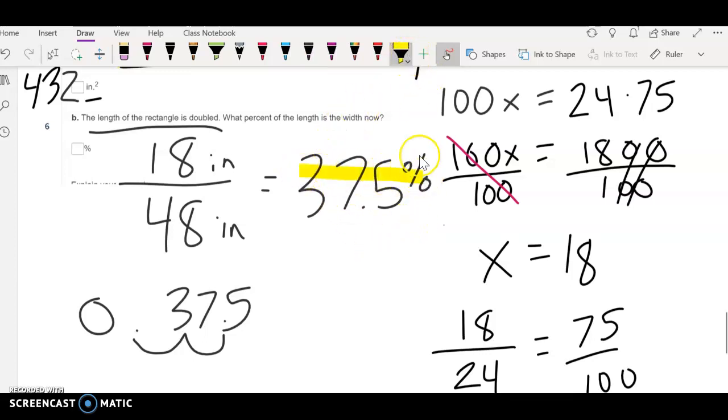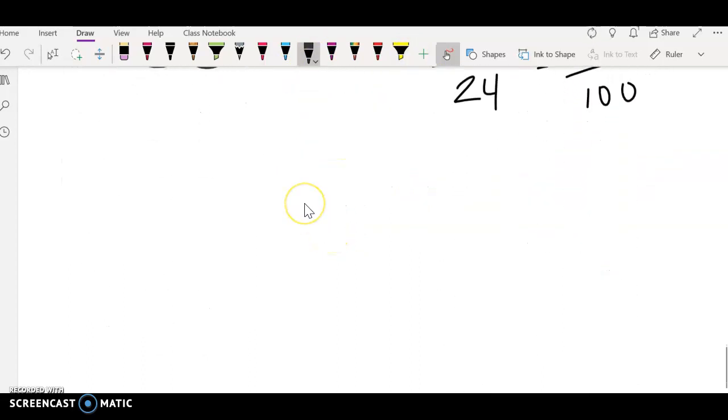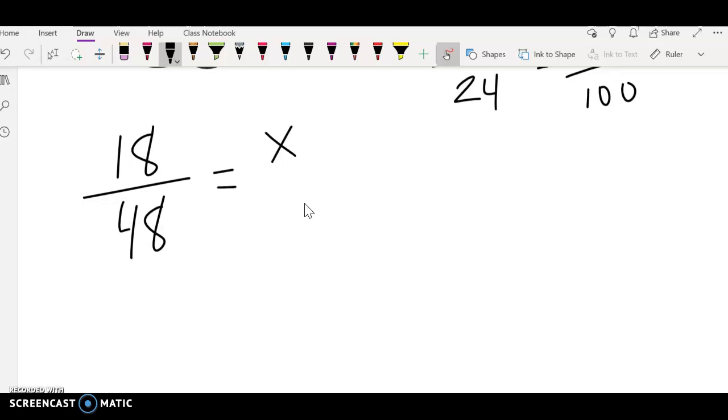So let's go over another way that's similar to what we just worked with. Now we're going to go back to 18 over 48. Like in letter A, we have the initial problem, 18 over 48, and we need to figure out the percentage. We know that percentages are out of 100. So 18 over 48 equals some number over 100, and we don't know what it is.